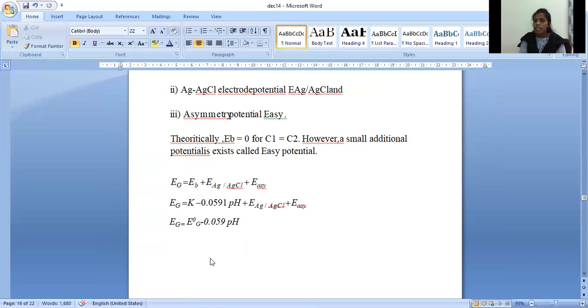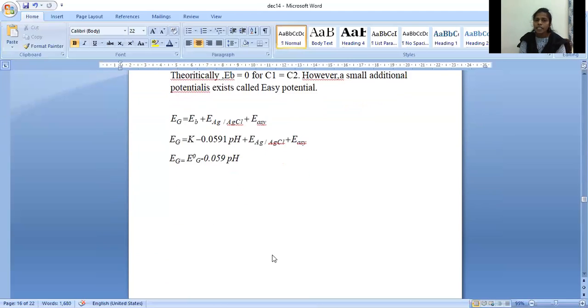So the glass electrode is an example of an ion selective electrode. That membrane is specifically allowing only H plus ions. It is not allowing any other type of ions here. So that's the reason the electrode is named the ion selective electrode.